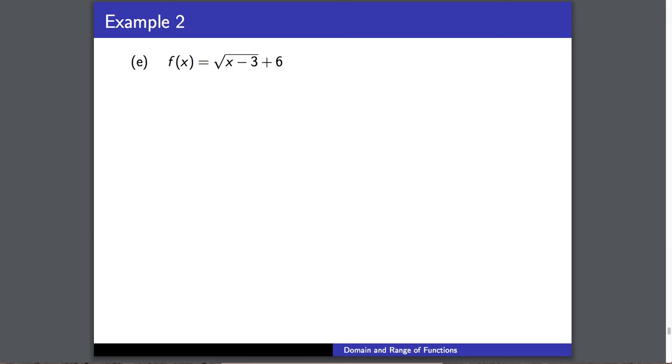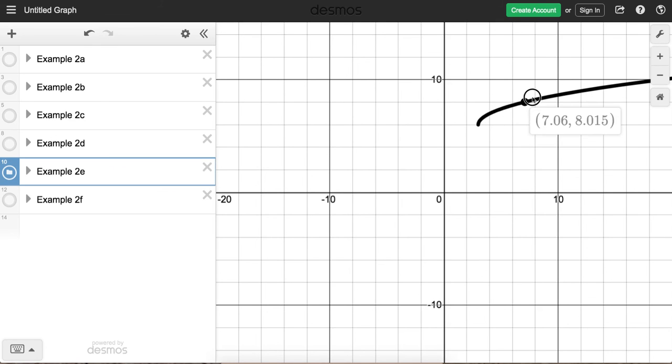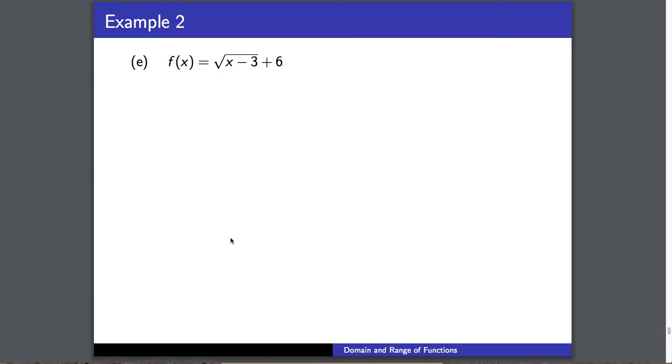Part E, f of x equals the square root of x minus 3 and then plus 6. So we take our square root of x minus 3 and then we shift it up 6 units. So again, transforming the graph of the function. Notice it's still going up, and this time our lowest y value is a y value of 6. Every other y value, like 7.703 and 9.271, every y value on this graph is either 6 or higher. So for this one, we have y is greater than or equal to 6.